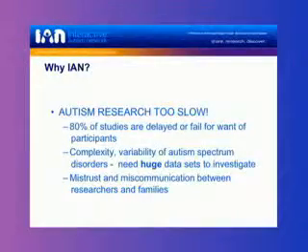Now, Paul Law, who's going to speak next, is going to tell you more about the personal reasons that IAN began. But in general, the purpose of our project is to address the fact that autism research is just too slow. Many studies are delayed or fail for want of participants. There's a complexity and variability of the autism spectrum. Actually means that we need more data from more people, not less. So not having enough people is a very crucial problem.